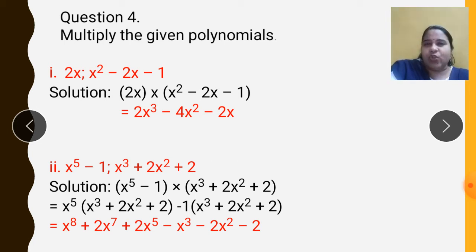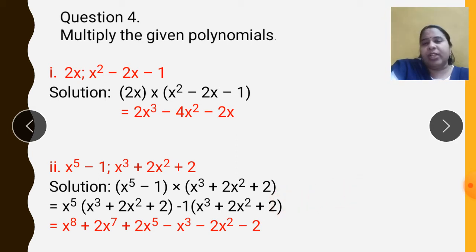See, x raised to 5. You need to take x raised to 5 and the second bracket. What is it? x cube plus 2x square plus 2. Take the second term with the sign. What is it? Minus 1. And the bracket again. x cube plus 2x square plus 2.